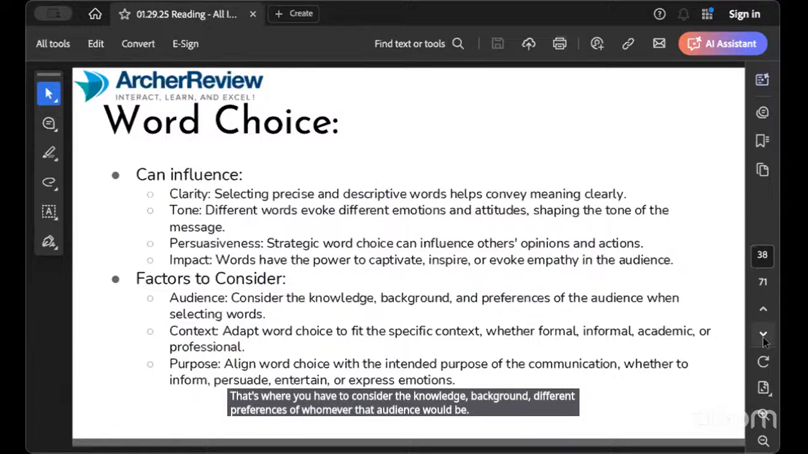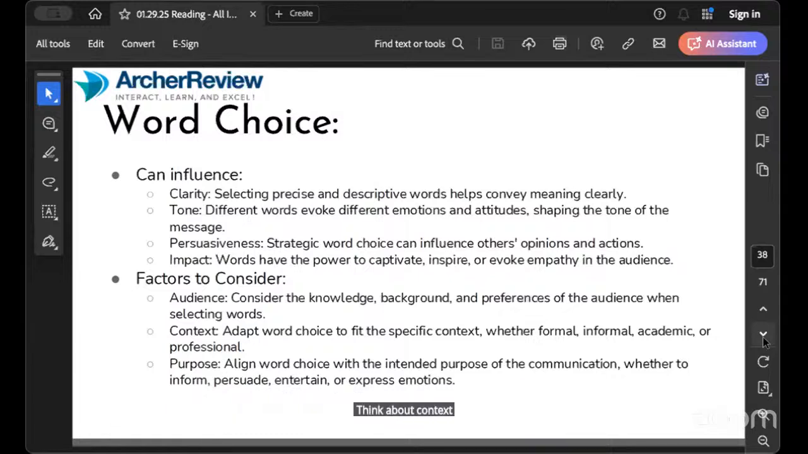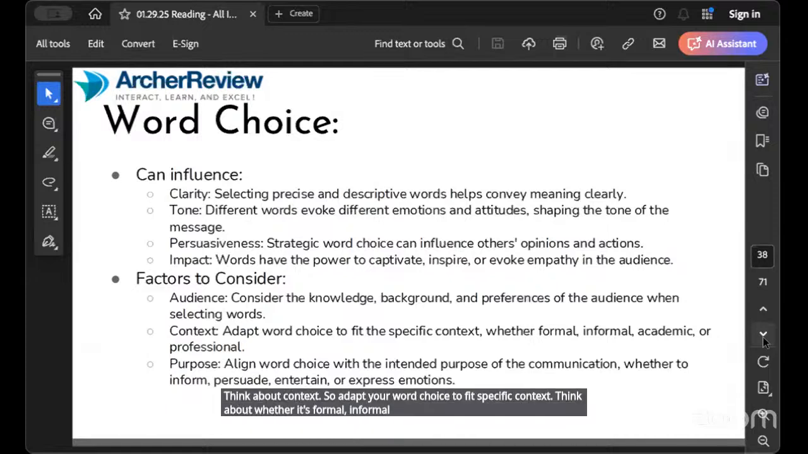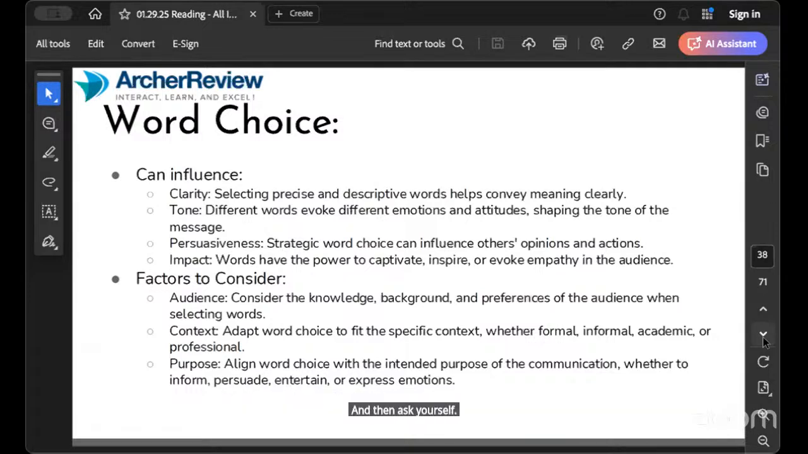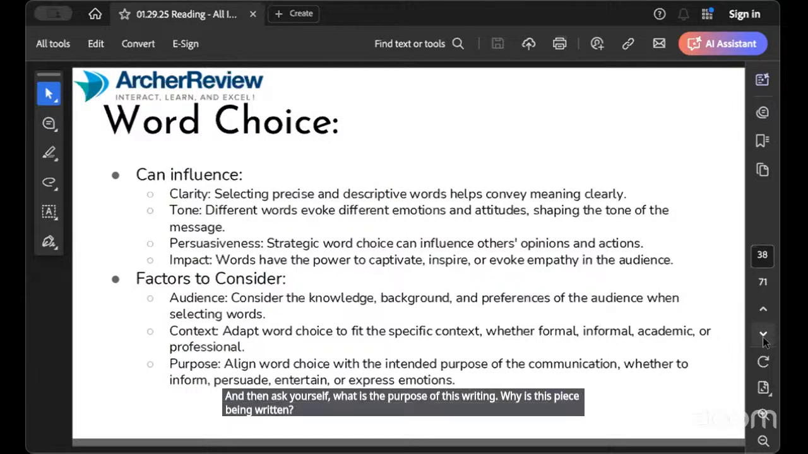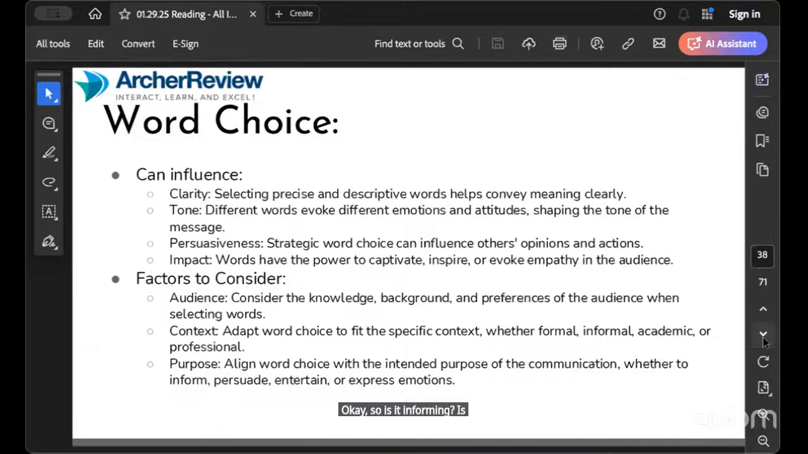Think about context. So adapt your word choice to fit specific context. Think about whether it's formal, informal, academic, professional. And then ask yourself, what is the purpose of this writing? Why is this piece being written? Okay. So is it informing? Is it persuading, entertaining, expressing emotions?